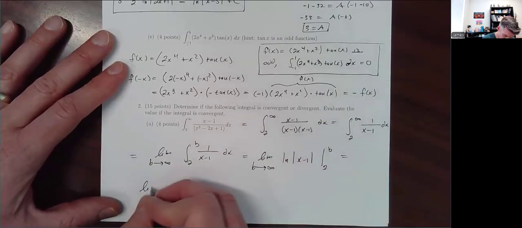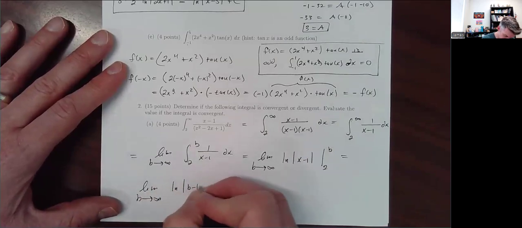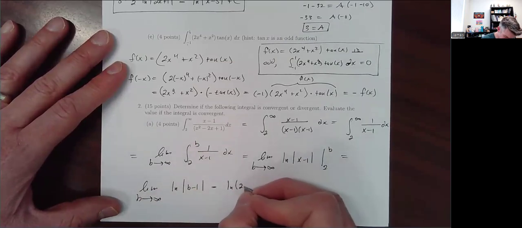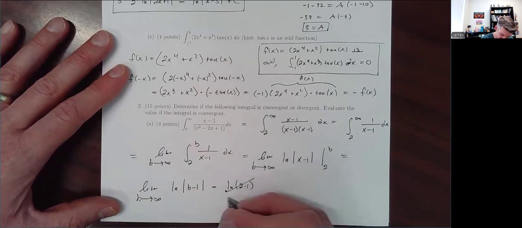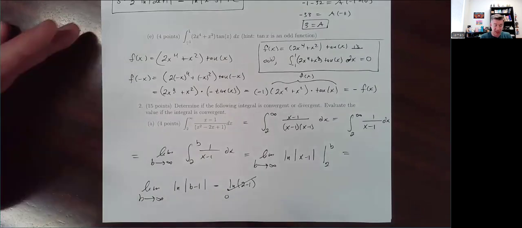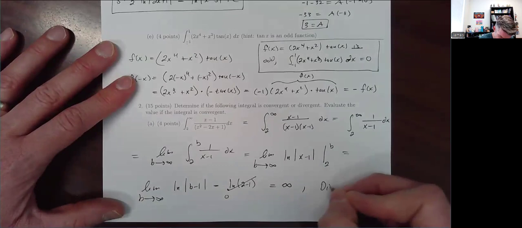That's going to be the limit as b goes to infinity of the natural log of the absolute value of b minus 1 minus the natural log of the absolute value of 2 minus 1. You don't really need the absolute values for that because 2 minus 1 is positive already. Natural log of 1 is 0. But this part here, as b goes to infinity, the natural log also gets infinitely large. So this is going to be infinity, which means our integral diverges or is divergent.